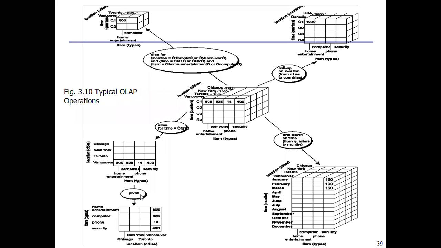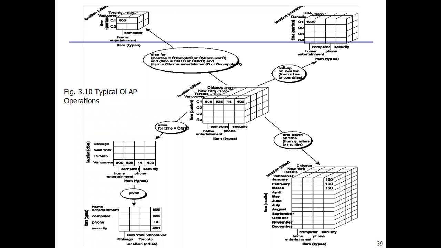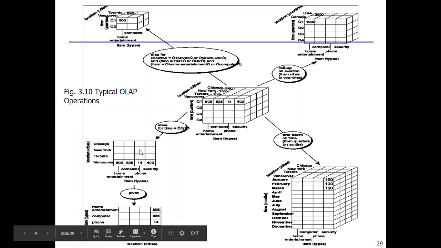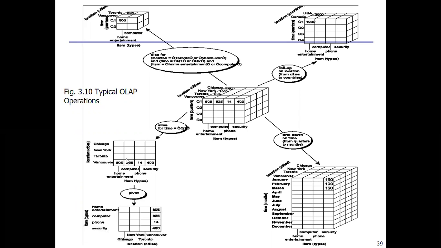So slice means we are selecting only one dimension. Here we are selecting only time, that is quarter 1. So the whole quarter 1 value we can analyze here. Okay, this is the concept of slice. Then the next one: the dimension time is sliced with Q1 as a filter. Yes, it is a filtering process we are going to do here.